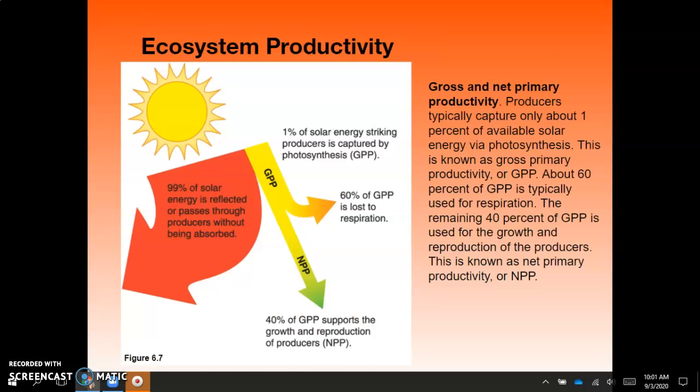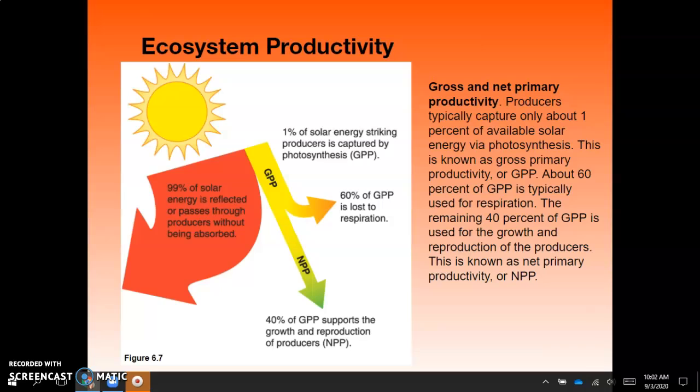So here's just a depiction of ecosystem productivity. Producers typically capture only about 1% of available solar energy via photosynthesis, and this is known as the GPP, so the gross primary production. About 60% of the GPP is typically used for respiration, so 60% of that energy created is then taken in again to make energy in the form of ATP.